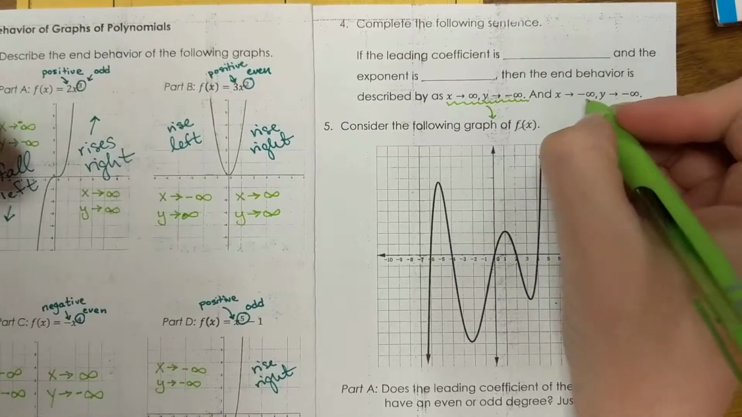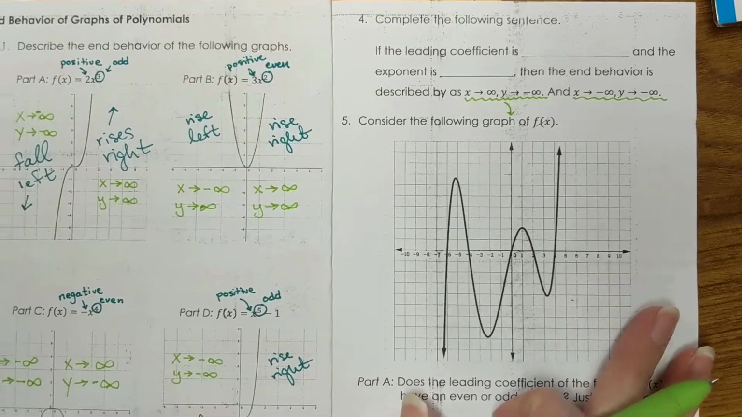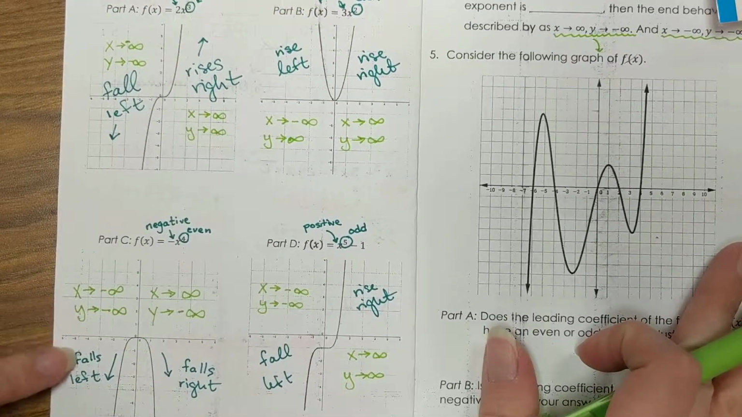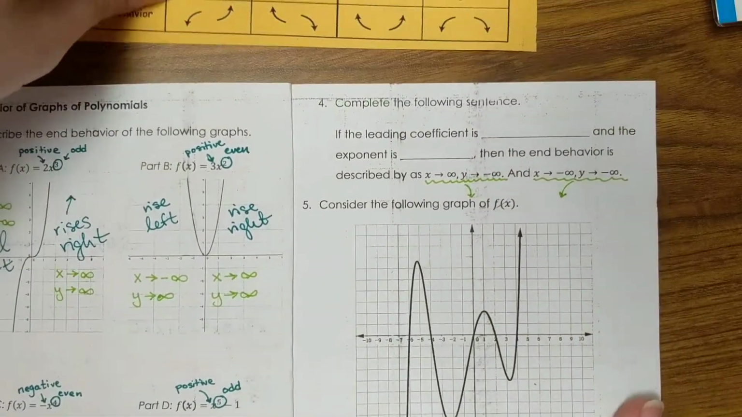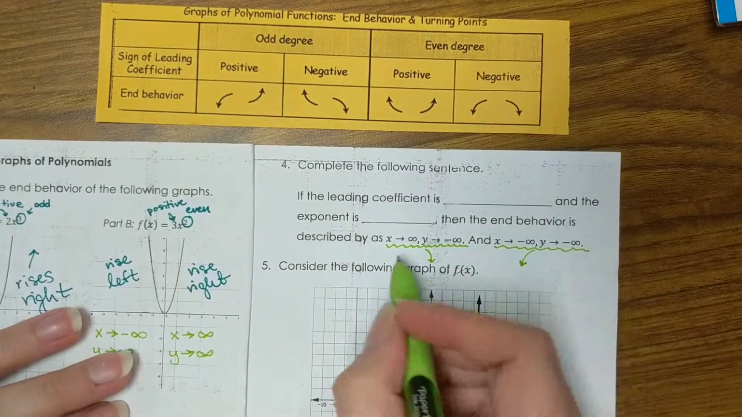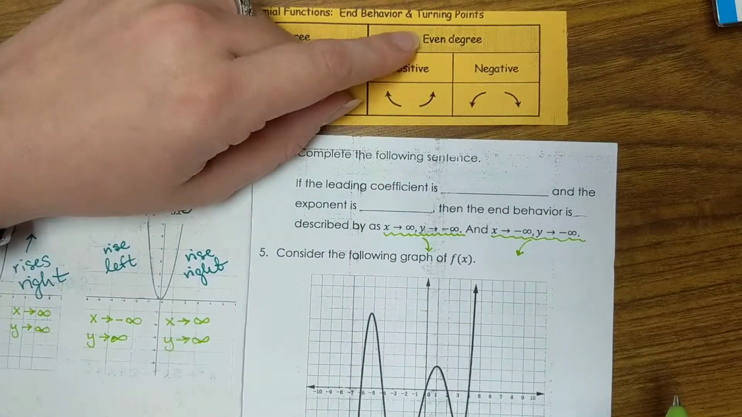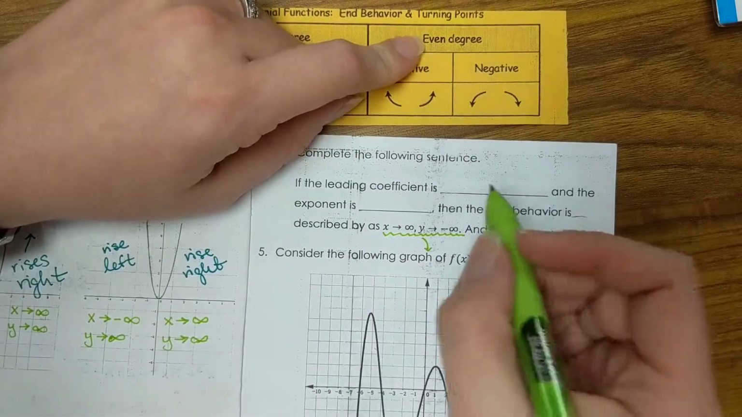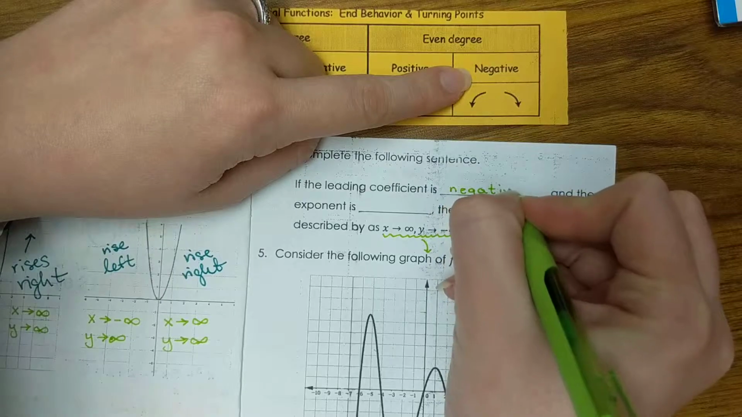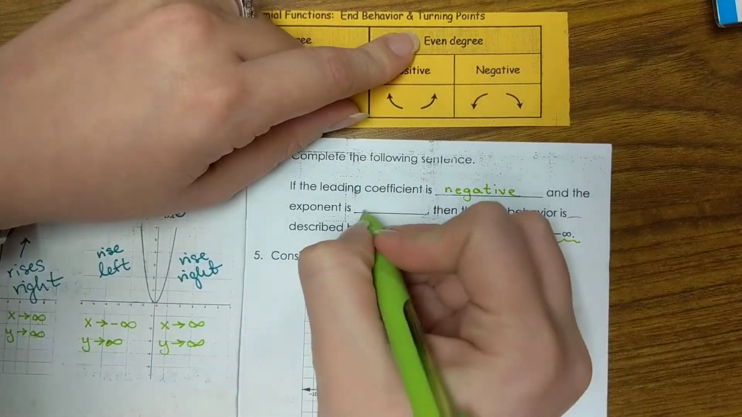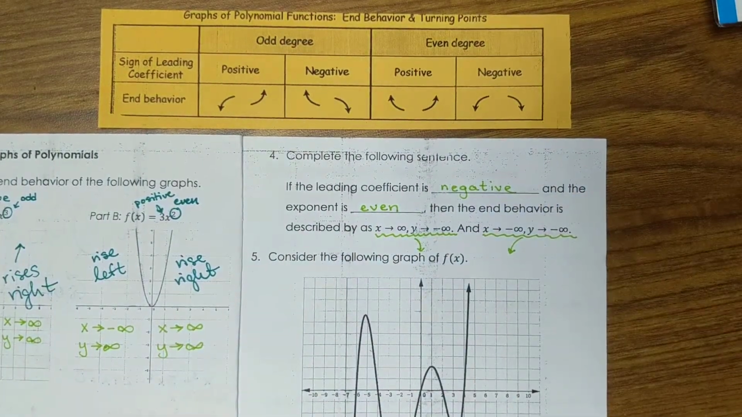Now find the other one. As x is going towards negative infinity, y is going towards negative infinity. So where do you see that? See if it's on this other side. Oh, look at that. It is. So that means it's falling to the left. So I want you to tell me what are the words for a double fall, where it's falling on both sides. So falling on both sides was right here. So that means it was even and negative. So your leading coefficient is negative, and the exponent is even. Okay? So all you gotta do is fill in the blanks.